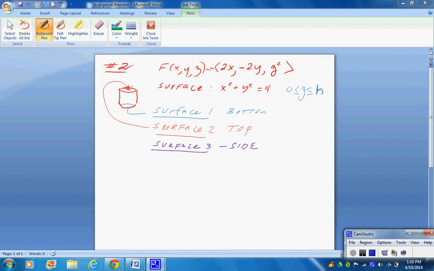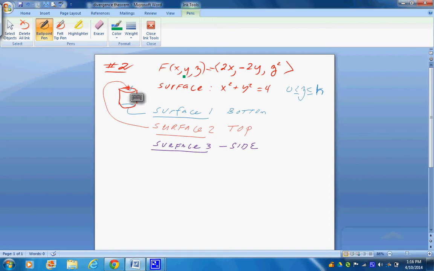I have the function that I'm integrating over a surface, and I have the surface that I'm integrating it over, which describes a cylinder. The cylinder is in the xy plane with a radius of 2, and the height is given from 0 to h. So the cylinder is sitting in the xy plane going up to a height of h.